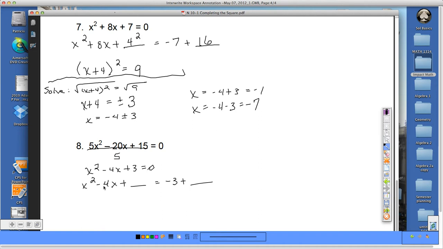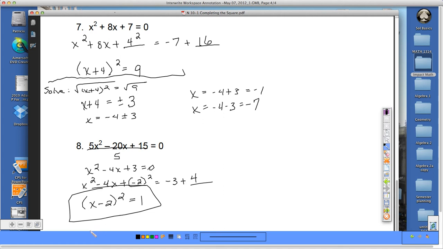All right, so negative 4 divided by 2 is negative 2 squared, and negative 2 squared is positive 4. So now when I bring that down, remember you bring this number exactly, so it's x minus 2 squared. If I factor that as a perfect square, equals 1, and then I'm finished. I have completed the square of that original polynomial.